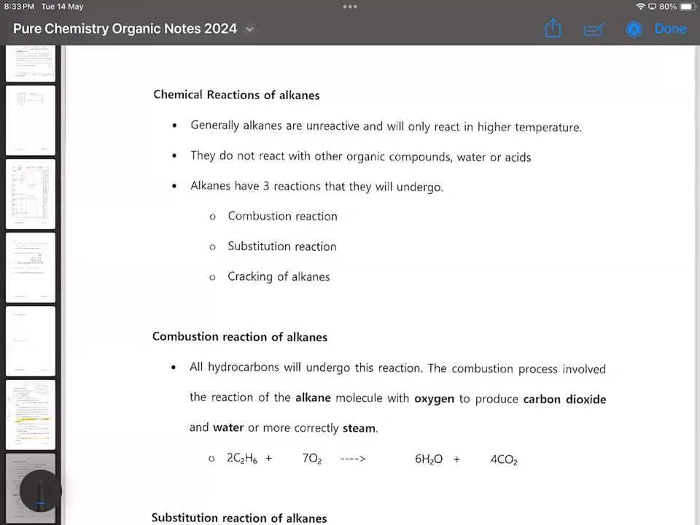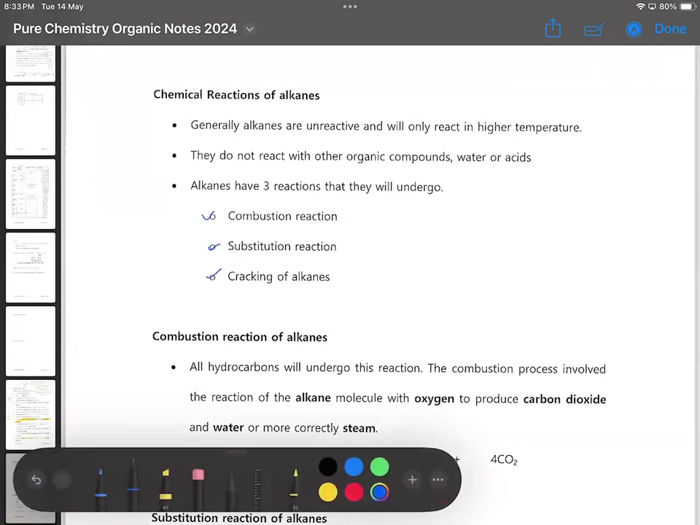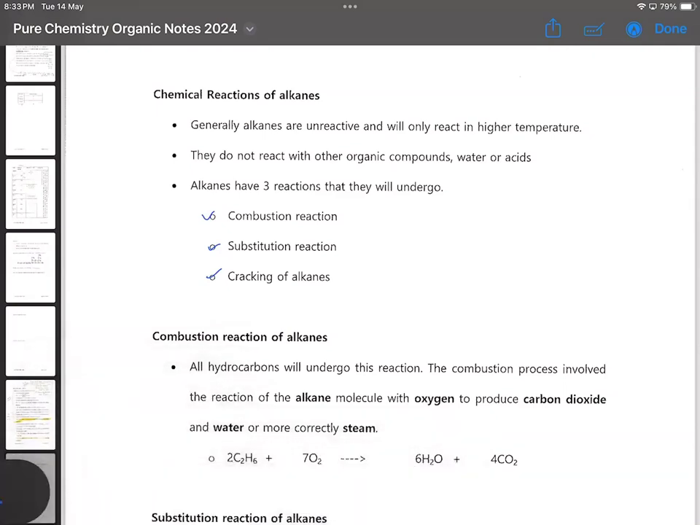All right, let's look at chemical reactions. There are three major ones: combustion, substitution, and cracking. Cracking is the exact cracking that you see in paper processing. But for today, I'm not doing cracking because we need a bit more knowledge on the next group, alkenes, before I can do it. So for today, we'll look at combustion and substitution.